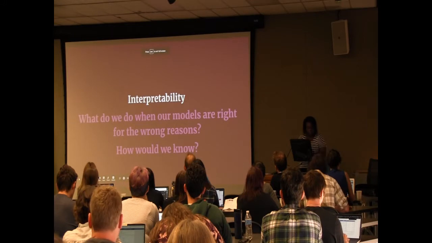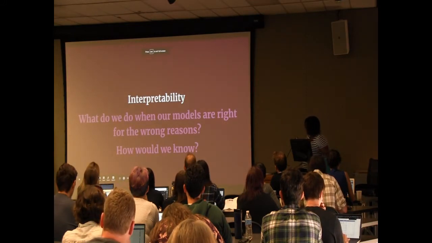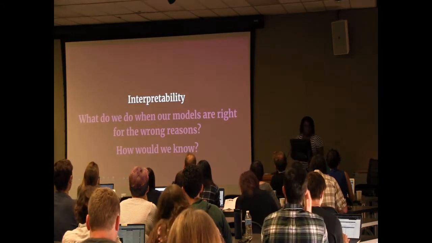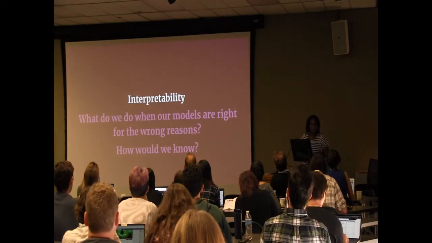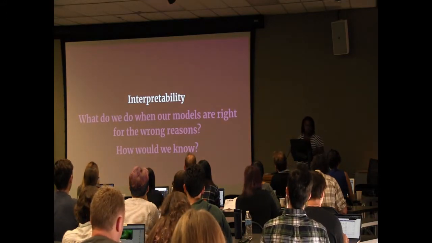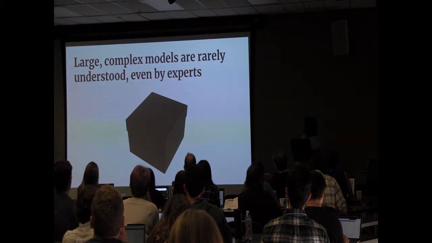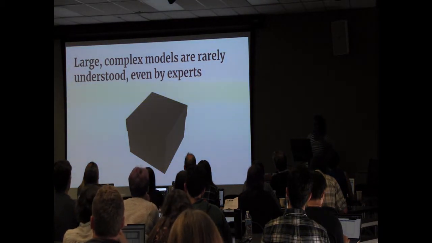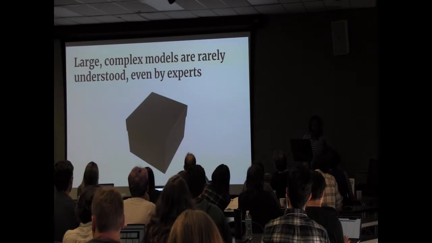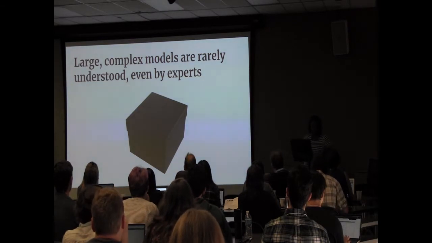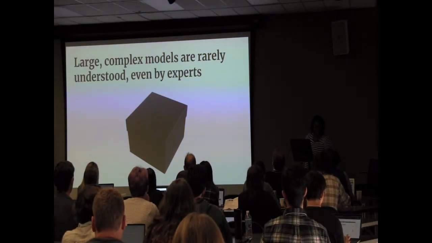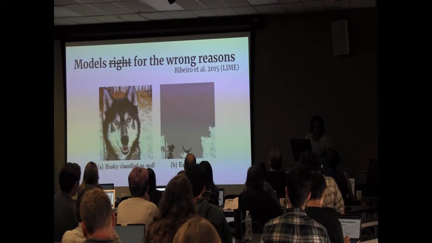Okay, and so the other example would be my interpretability research. And the question I'm asking there is, what do we do when our models are right for the wrong reasons, and how would we know? So often we think of especially large neural networks or complex models as black boxes. There's lots of parameters. We don't exactly know what's happening, even the experts who made them.